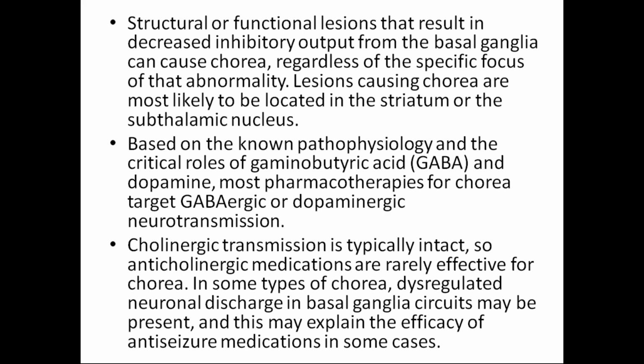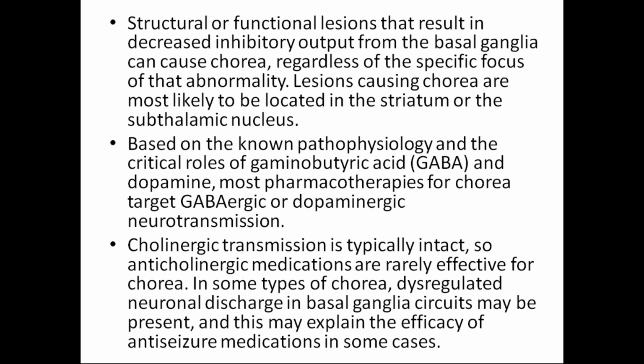Just remember this, and whenever there is an abnormality in this functioning, you will get chorea, these purposeless movements. Structural and functional lesions cause decreased inhibitory output from the basal ganglia and cause chorea, regardless of the specific focus of the abnormality. Lesions causing chorea are most likely located in the striatum, substantia nigra, and other structures of the basal ganglia or the subthalamic nucleus. This is where the abnormality is, and from the basal ganglia no inhibitory impulses pass, only the excitatory. So that is how chorea comes.